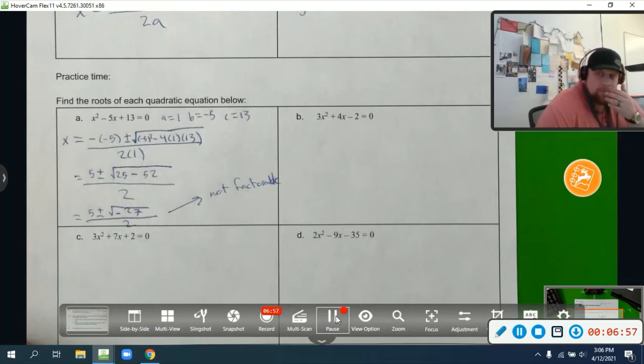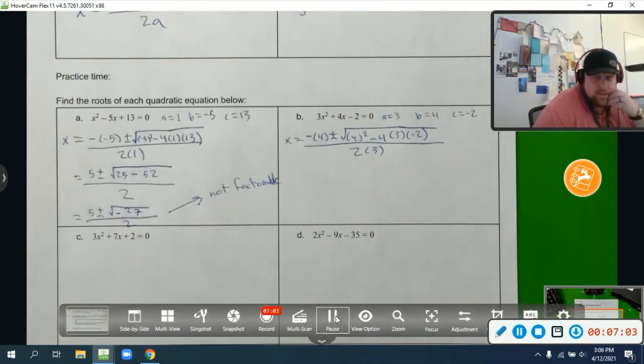Okay, again, if you want to keep it paused to make sure you finish this part, that's fine, but I'm going to show you what it is after you set it up. So it's negative 4 plus or minus the square root of 4 squared minus 4 times 3 times negative 2, all over 2 times 3.